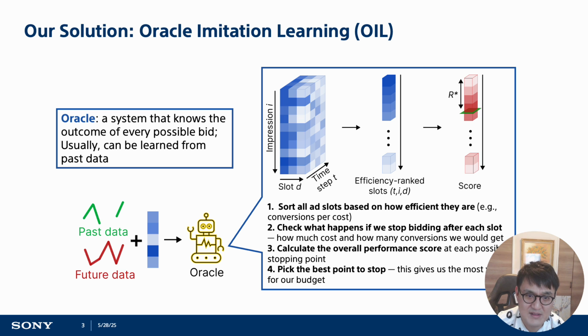So imagine you had a system that could tell you the outcome of every possible bid: how many clicks, how much it would cost, and what conversions you'd get. And we call this system the oracle. It doesn't predict the future, but it can be learned from past data where all the outcomes are already known. And by using this oracle offline, we can simulate bidding across the different slots and learn the most efficient strategy without taking the real-time risks.